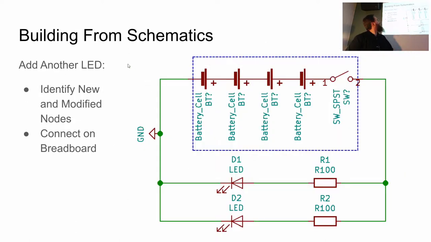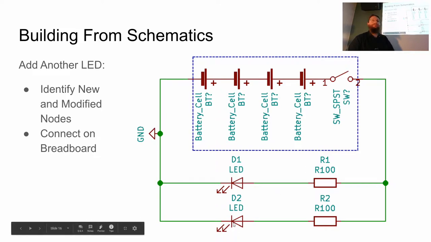Okay, so the next thing I want to do is change up my schematic. Let's say I don't want one LED, but I want two. So what I've done is this top part is the exact same schematic I had before, but I've added two new parts to it. This one is another resistor just like the first one, and this is another LED just like the first one.